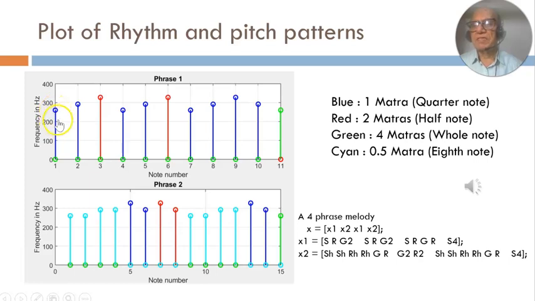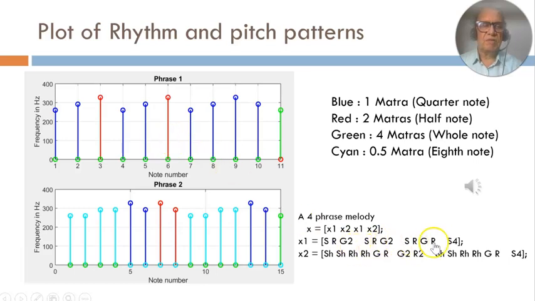Now this is 1 matra, this is 1 matra and this is 2 matra. So note that the height shows the frequency, the pitch, and the color shows the duration. That is our convention here. You could have used different colors for different matras, but you have to choose something, and in this case I have chosen blue for 1 matra, red for 2 matras. So you have S R G2, so 1 1 2, again repeated 1 1 2.